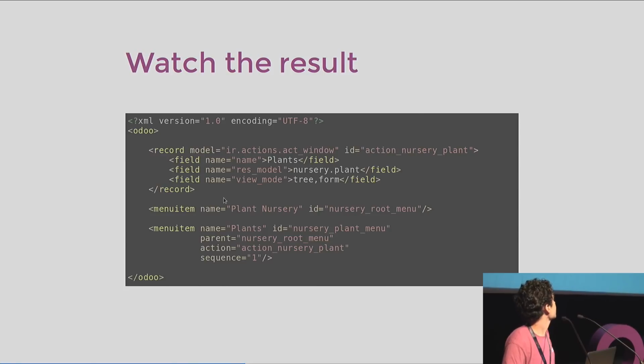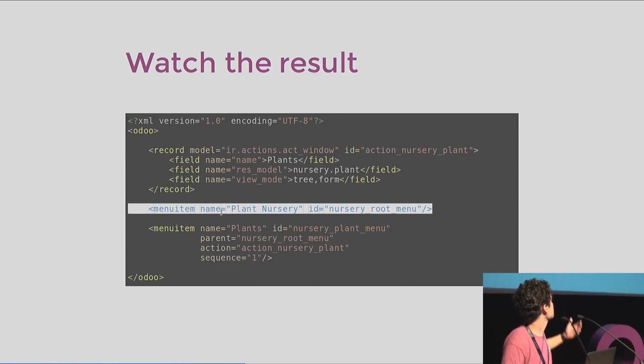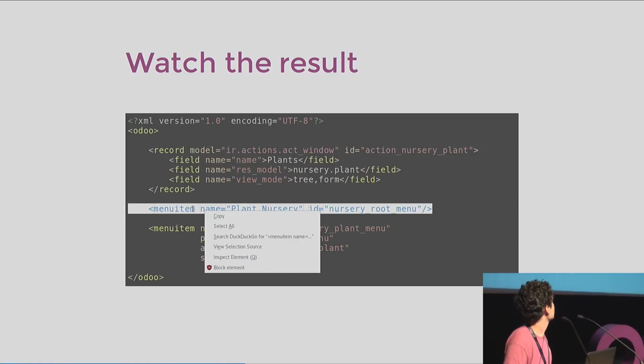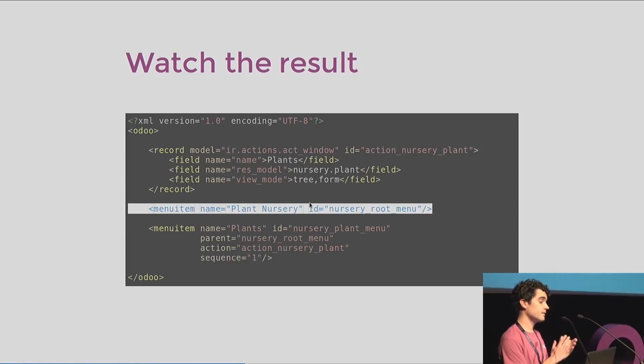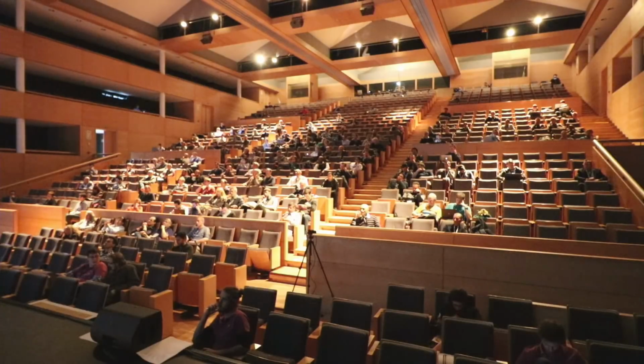I define my first menu with the tag menu item. I gave it a label and an ID. The ID is a string that you can choose. It must be unique inside your Odoo module. And every time you want to make a reference to the record you have created in your data file, you will need to use this data ID.